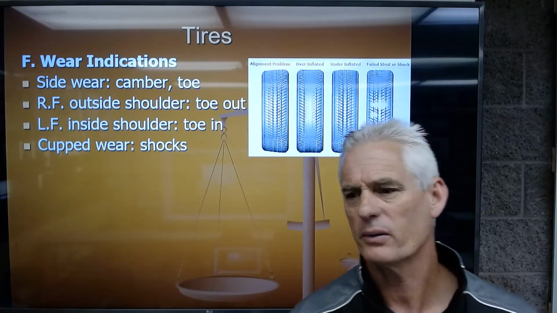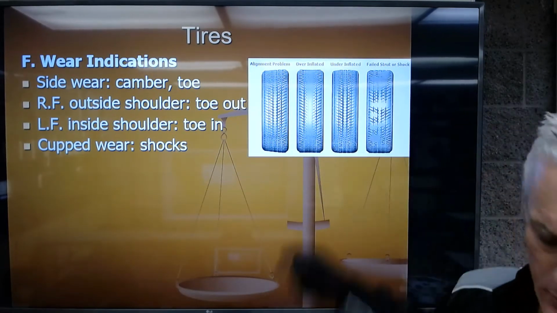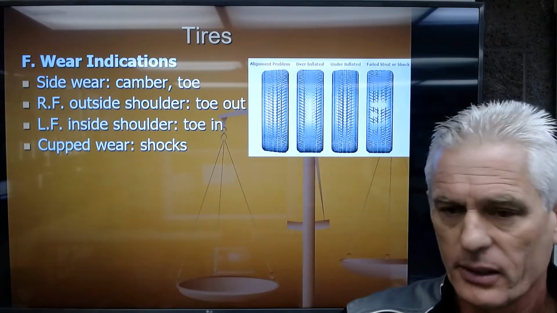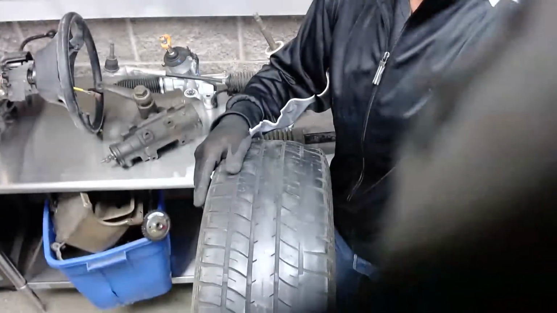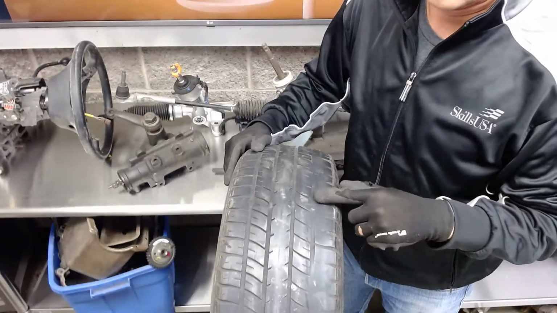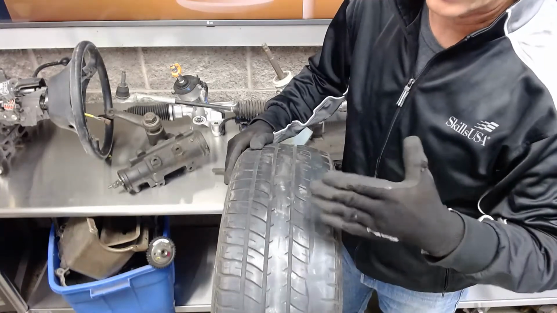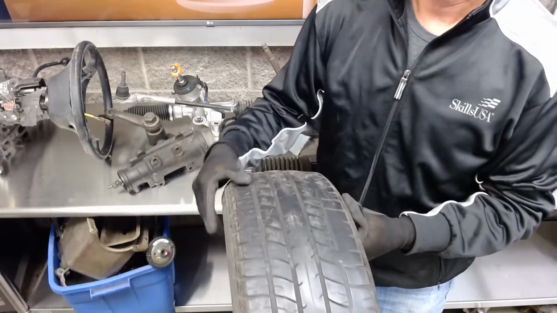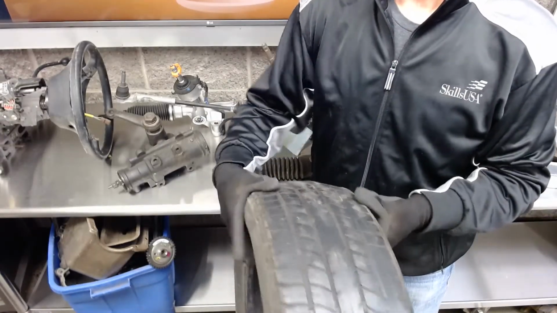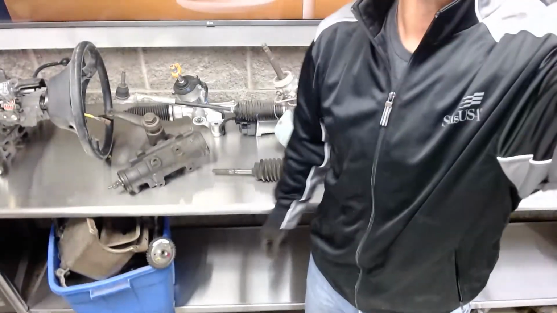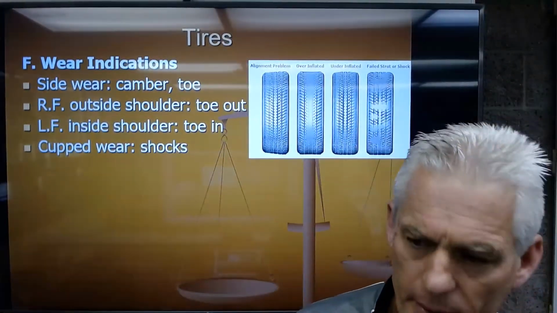Cupped wear is where the shocks are bad and the tire's bouncing on the road, and I do have one of these that I believe perhaps I've shown you before, but here it is. Here's a tire with cupped wear. You can see as you look around, it's worn here, and there's a little bit of tread here, and then another wear here, so it's cupped. It's going like this. And this was on the rear tire of a Toyota Celica with a strut that was bad, and it was bouncing up and down as it went down the road. That's what we call cupped tires.